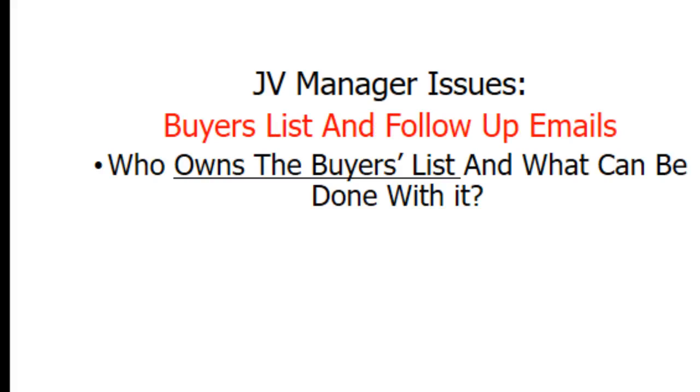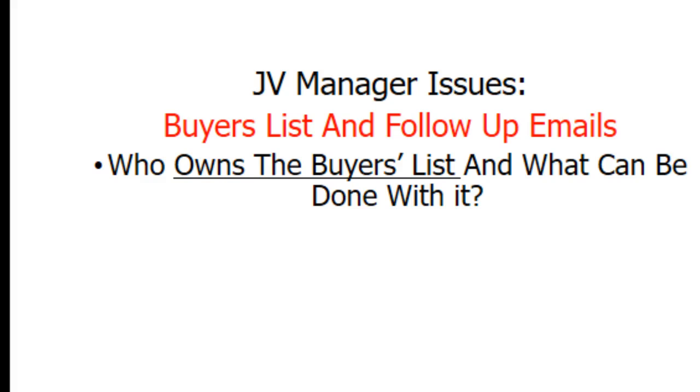Let's look at another JV manager issue that people hardly ever think about: the buyers list and the follow-up emails. It sounds commonsensical that when people buy from you, you own the buyers list. But most of the JVs want a copy of that buyers list, and the buyers list is the main reason even some people do launches. So if they're going to own your buyers list, that should probably even affect how much you pay in commission, in percentage. So I agree, but agreeing to the buyers list is not even so much the problem.